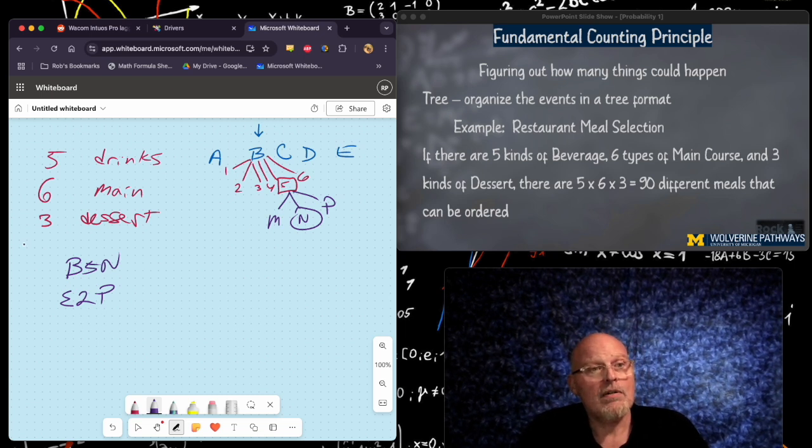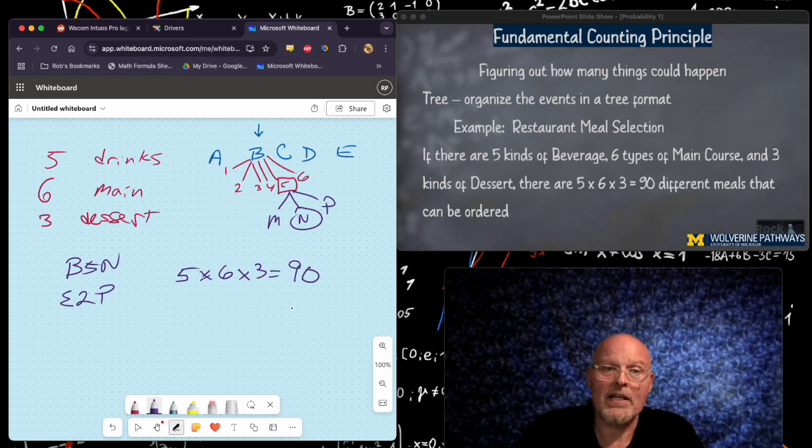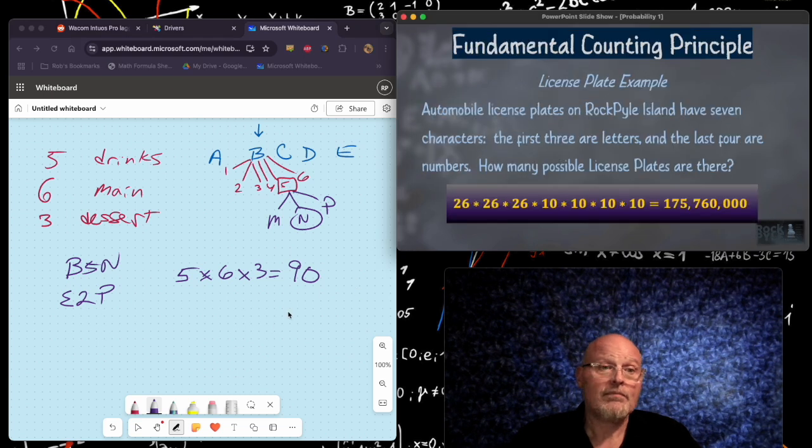What we do is multiply all the choices together. Any one of 5 could have been our first drink, and then each of those had 6 options for the main course, and then however we got there, we multiply by 3 for the desserts, and we end up with 90 different meals that could be ordered. That is an example of the fundamental counting principle. We'll do a couple more examples.